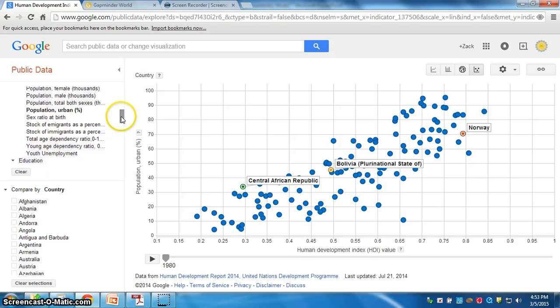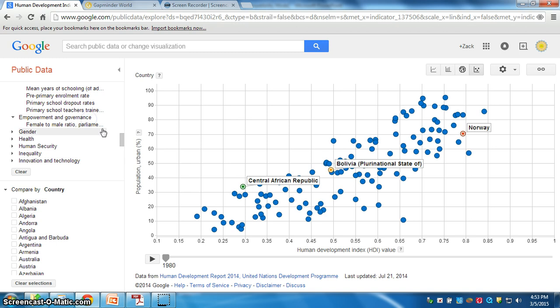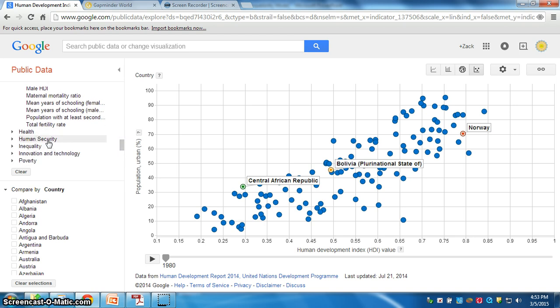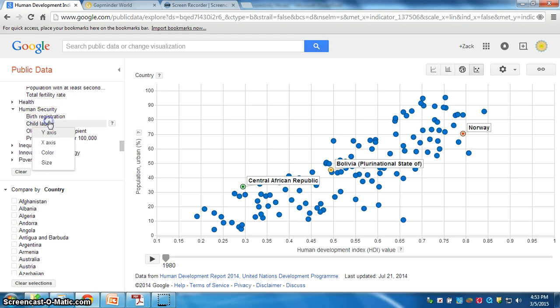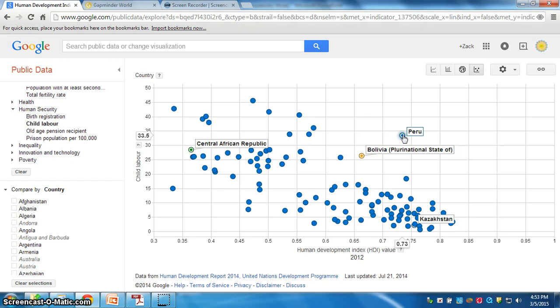You just have all these different topics, and we obviously don't have time to go through all of this today. But it'd be a great thing for you to do, maybe in your class or on your own time, to just peruse through some of these indicators and think about what that is going to tell you about level of development. Child labor, that'll be kind of interesting. Again, a negative correlation. Let's see, who needs to work on Peru? Looks like Peru needs to work on their child labor participation.